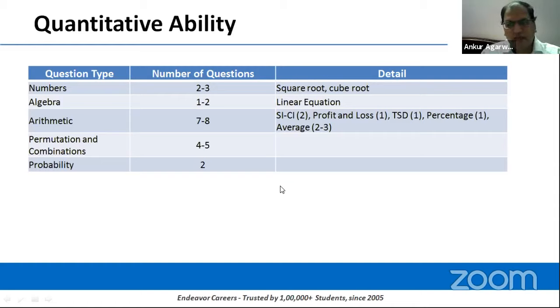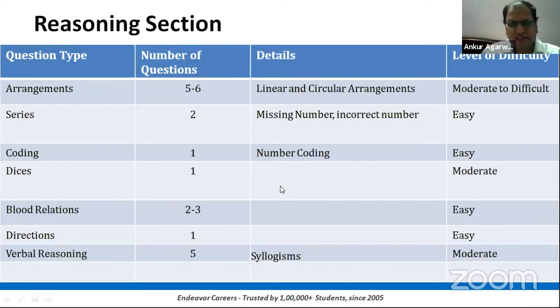Okay, moving to the next section, that is the reasoning section. There were 20 questions on reasoning, comprising analytical reasoning and verbal reasoning. There were 5 to 6 questions on arrangement, comprising both linear and circular arrangement. The difficulty level has been reported to be on the moderate to difficult side. There were a couple of questions on series.